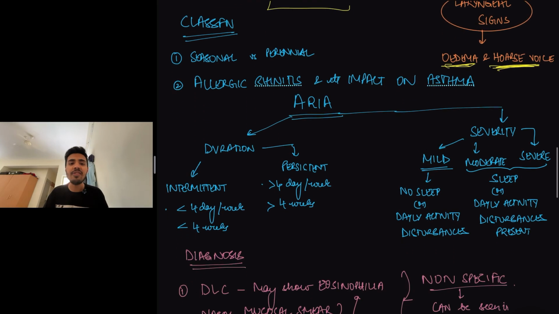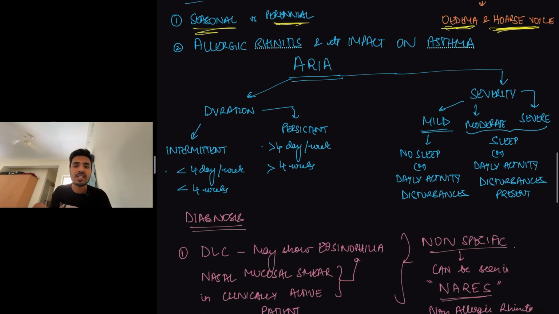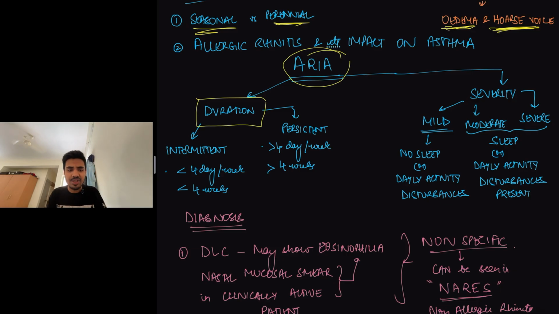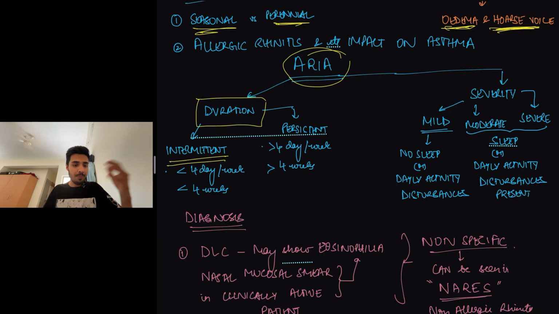Then coming to the classification of allergic rhinitis, not conjunctivitis, allergic rhinitis. So seasonal versus perennial, I discussed above. There is another classification known as ARIA classification, allergic rhinitis and its impact on asthma. Now, based on duration, you can classify it into intermittent allergic rhinitis and persistent allergic rhinitis. Symptoms less than 4 times a week or totally for less than 4 weeks, intermittent. Same thing, more than 4 times a week or for more than 4 weeks, persistent allergic rhinitis.